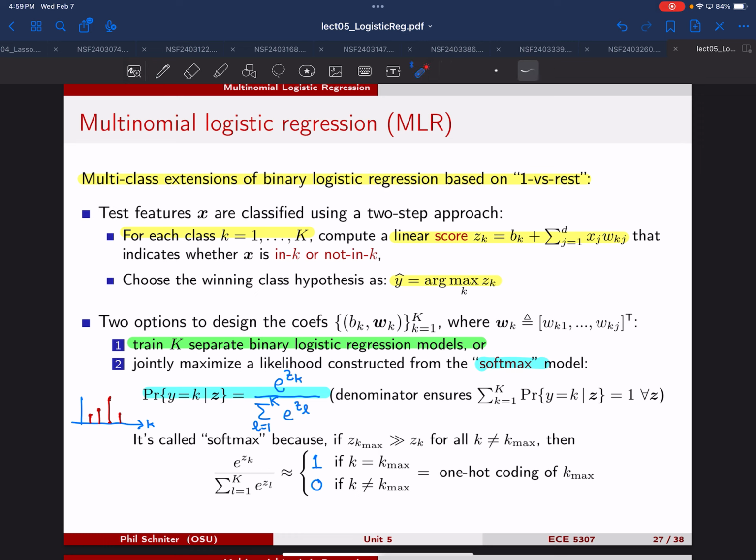This thing on the right is exactly a one-hot coding of Kmax. It takes Kmax, an integer, which is like the location of the largest one of these, and it just turns that into a binary vector where there's a 1 in the position Kmax and 0s elsewhere. So that's what this is. And this is just an approximation. This is not exactly true, but the more imbalanced these different scores get, the closer this gets to being true.